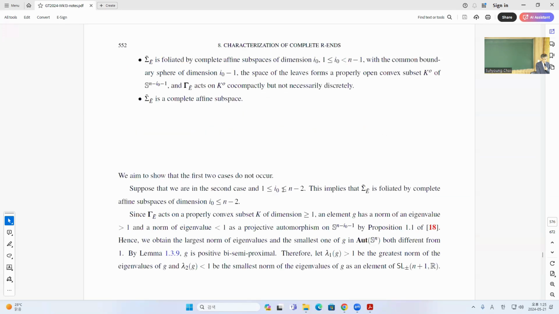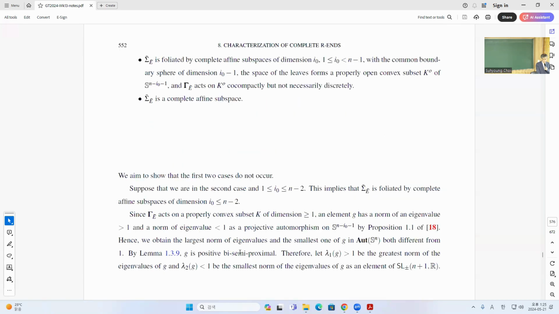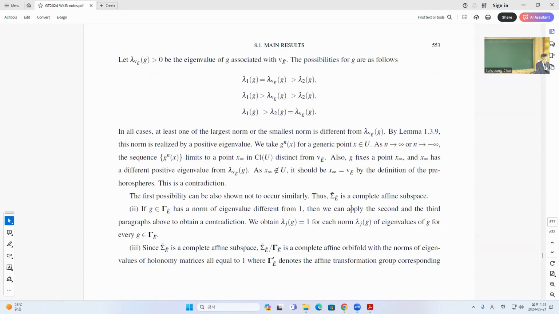So the first case is also very similar to this properly convex case. We can assume that this is complete affine. Suppose we test a norm of eigenvalue different from one, then we can again apply the second and third paragraph like this. So every norm has to be one. And this is a complete affine orbifold with eigenvalue equal to one only.